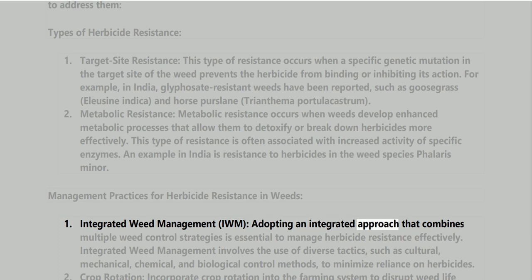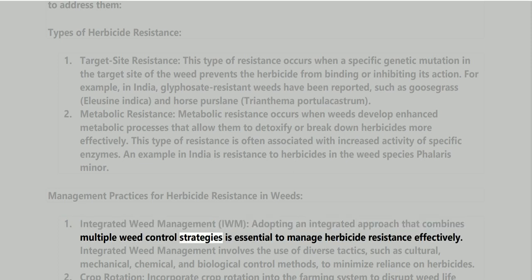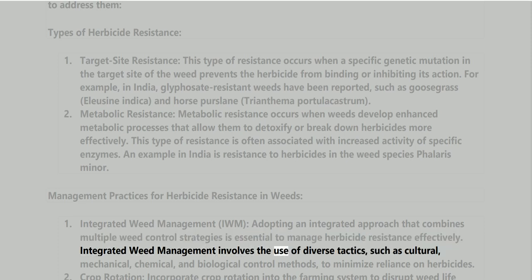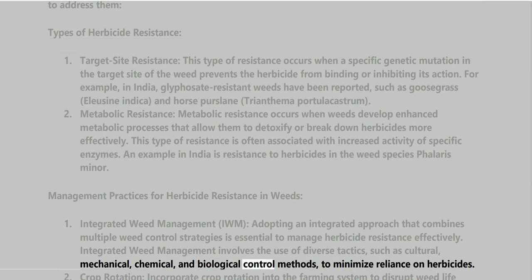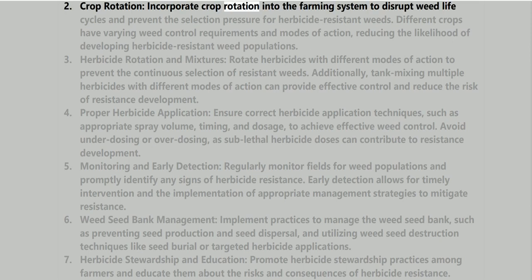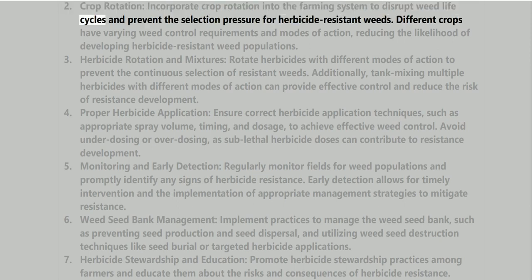Adopting an integrated approach that combines multiple weed control strategies is essential to manage herbicide resistance effectively. Integrated weed management involves the use of diverse tactics, such as cultural, mechanical, chemical, and biological control methods, to minimize reliance on herbicides. 2. Crop rotation. Incorporate crop rotation into the farming system to disrupt weed life cycles and prevent the selection pressure for herbicide-resistant weeds.